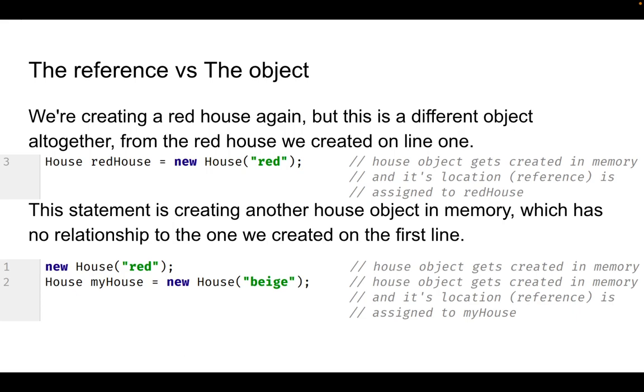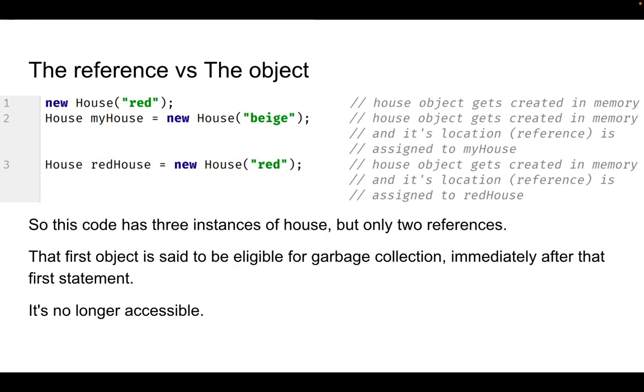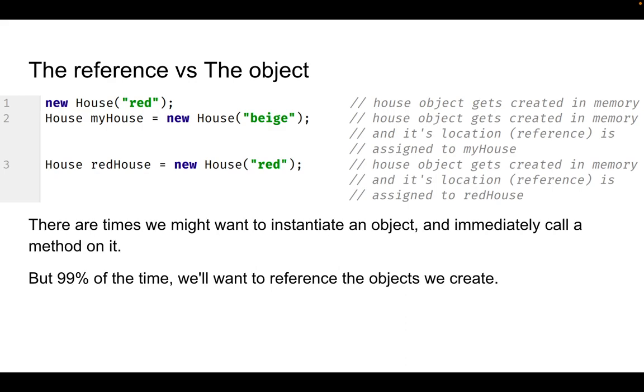Same for the red house: red house is the reference we have created, which points to the house with color red. The statement in which we create another house object in memory has no relation to the one we create in the first line, so the first and second lines are not related, and we can't access it. So in these three statements, even though we try to create three objects, we have only two references, my house and red house. The first line, even though we create an object, we can't access it, so it will be deleted automatically. So we have two references and two objects.